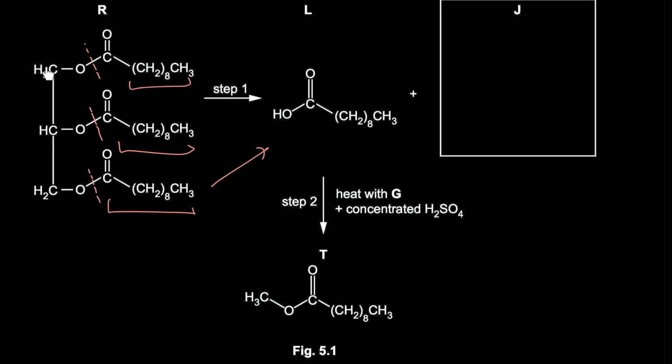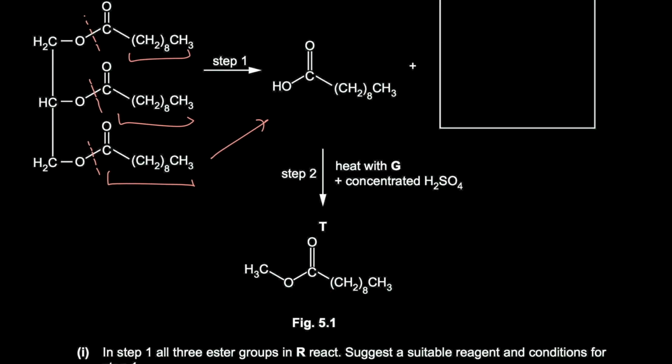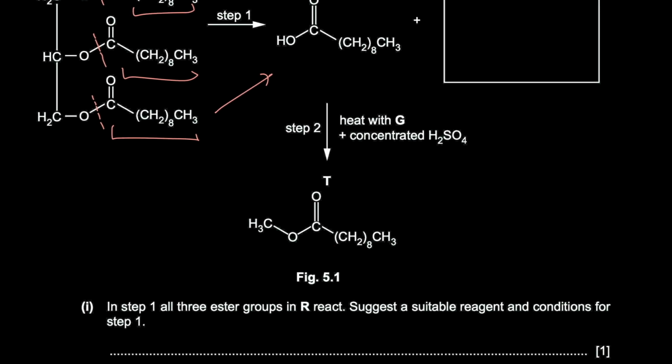And we also get this triol, CH2OH, CHOH, CH2OH. So these guys become alcohol groups, and these guys over here become carboxylic acids. So this is acidic hydrolysis. The reagent for this is dilute HCl and heat.